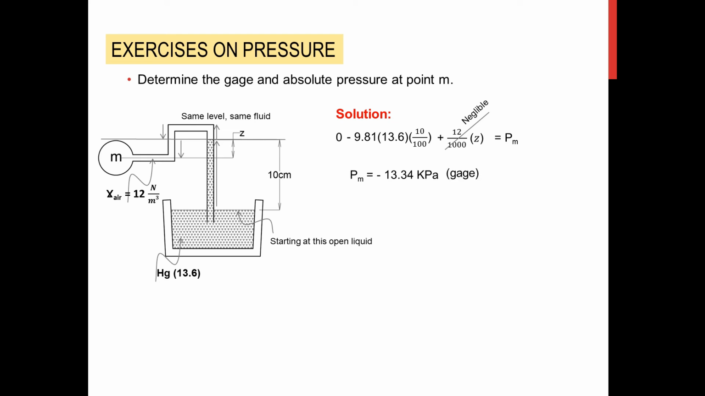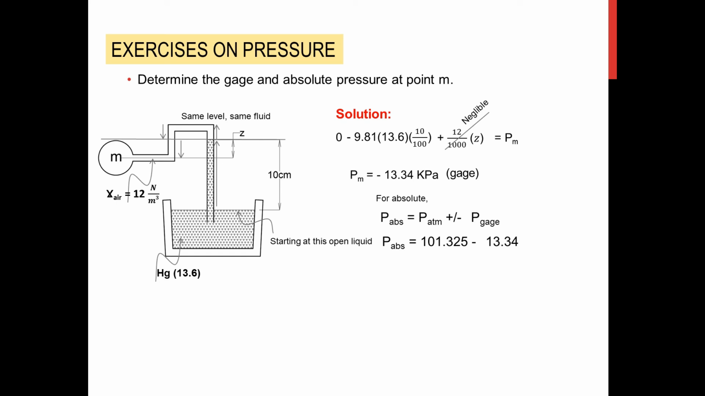So this is on the gauge pressure. For absolute, again, we apply this formula. Absolute pressure is equal to atmospheric pressure plus or minus gauge pressure. For absolute pressure, we consider the atmospheric pressure under standard conditions, that is 101.325.